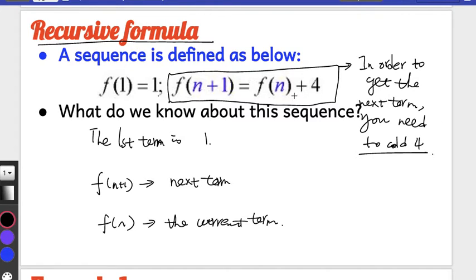That's it. Add 4 to get the next term. So that's how we use this one to understand this. So now let's quickly use this one to do some practice.